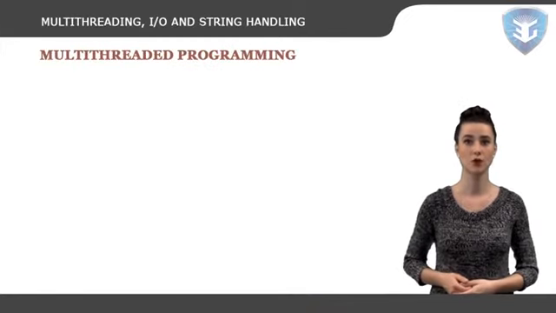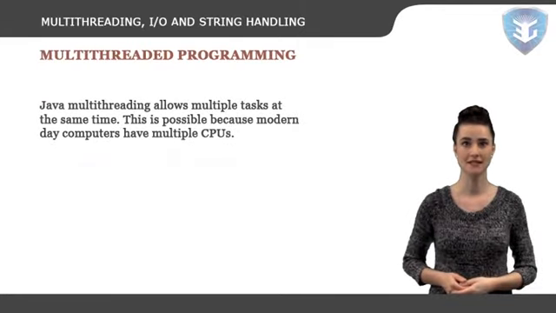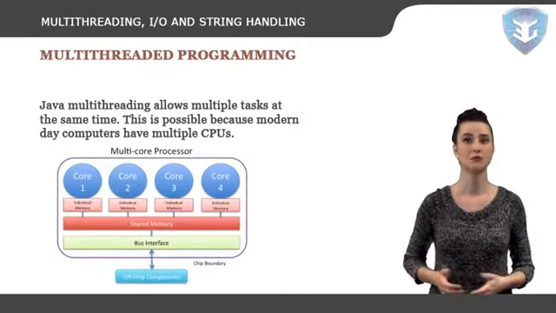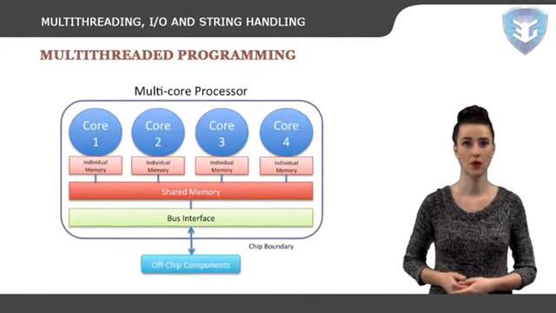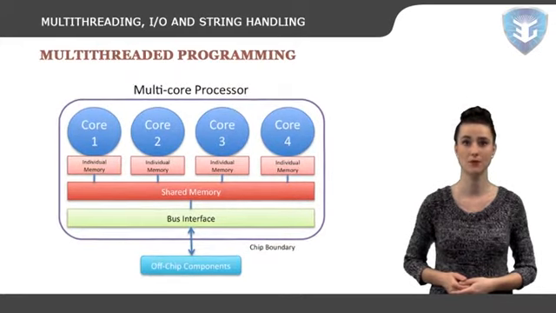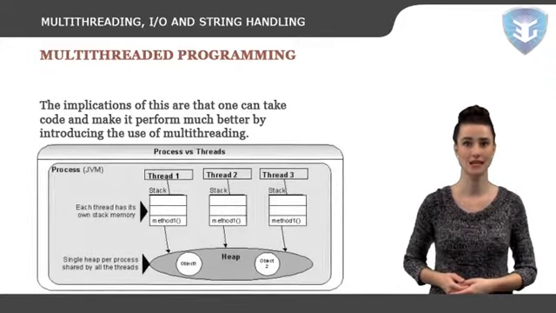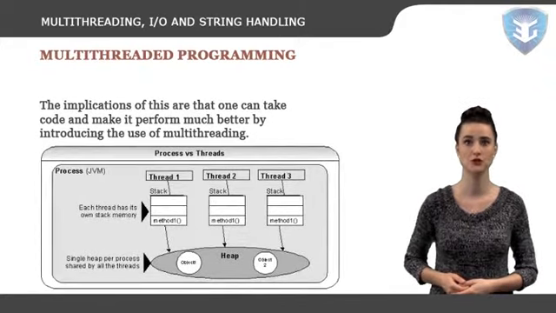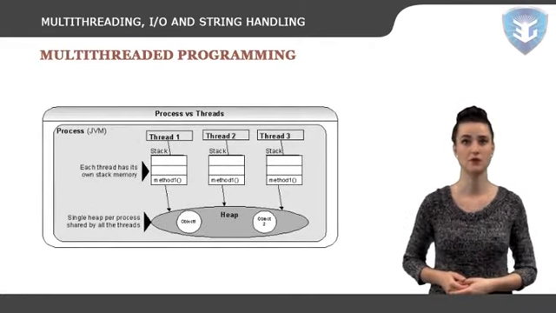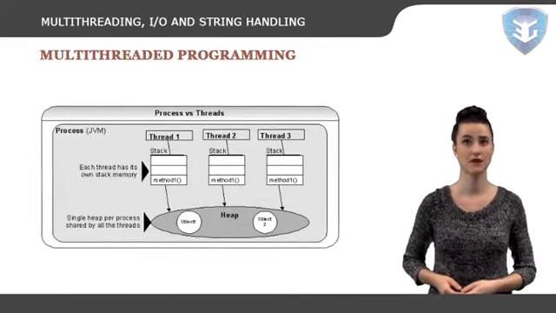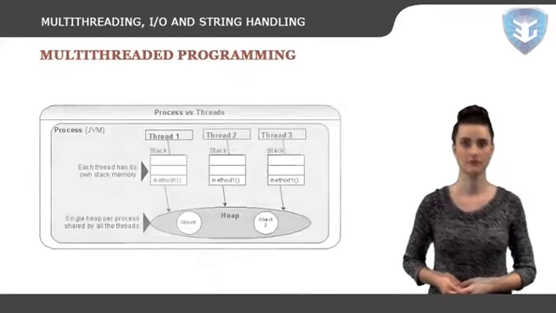Let's now take a look at multi-threaded programming. Java multi-threading allows multiple tasks at the same time. This is possible because modern-day computers have multiple CPUs. One CPU can work on one thread at a time, unless the CPU has hyper-threading, in which case it can handle two at a time. The implication is that one can take code and make it perform much better by introducing the use of multi-threading. That is, of course, if the program would benefit from it. Some applications are fairly simple and things would just get overcomplicated by adding in thread logic.